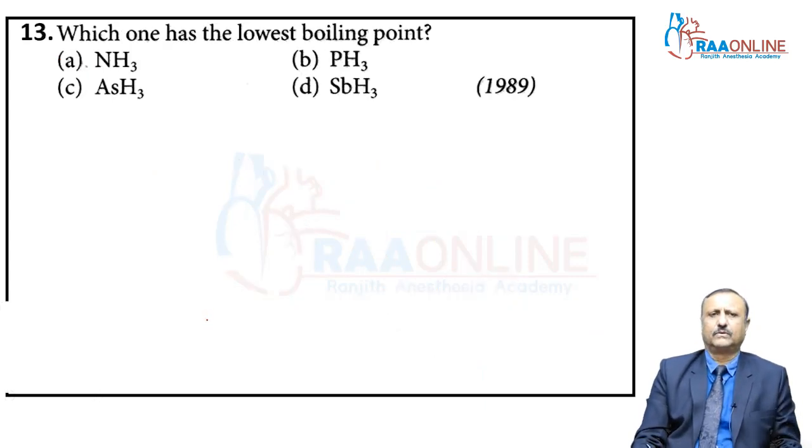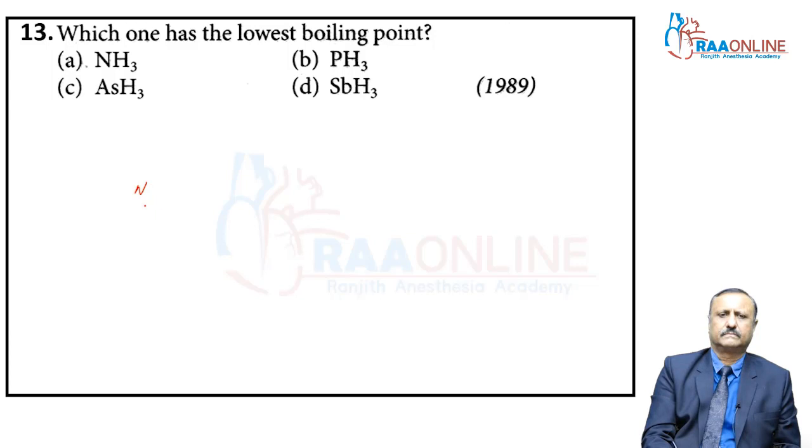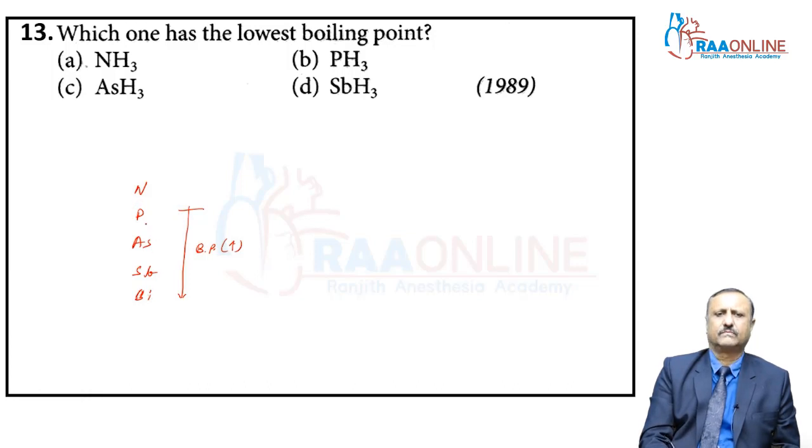Now, my dear students, we can go to question number 13. Which one has the lowest boiling point? Here we can see the hydrides of nitrogen, phosphorus, arsenic, antimony and bismuth. When moving from top to bottom in a group, the boiling point of hydrides increases. So, you can see here the boiling point increases from top to bottom.